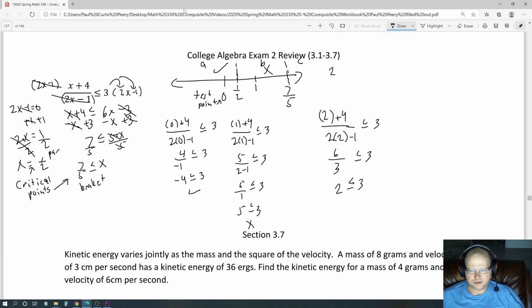Is 2 less than or equal to 3? Yes, it is. So that's true. We check that one. Okay, excellent. I'm going to double check the middle one just to make sure. We used 1 as a test point.